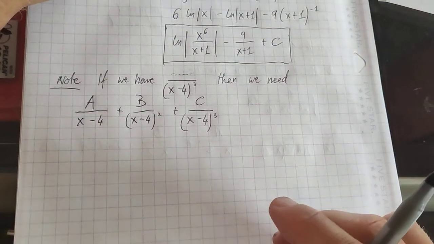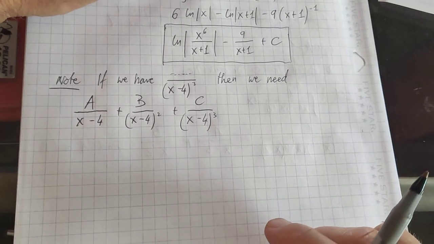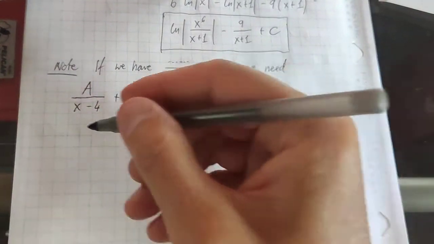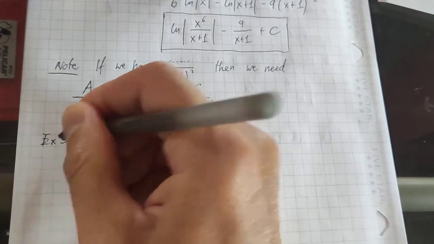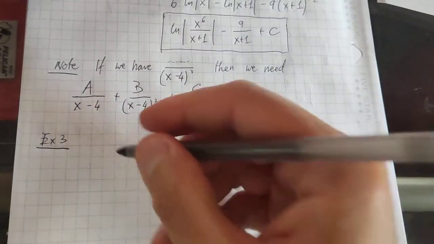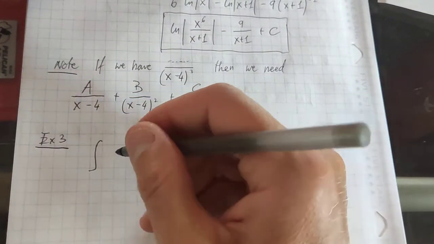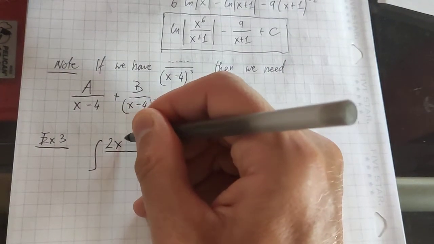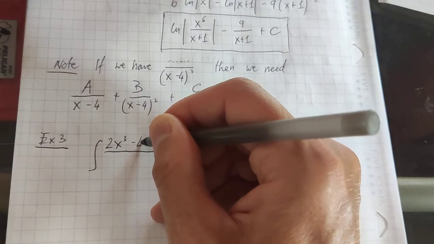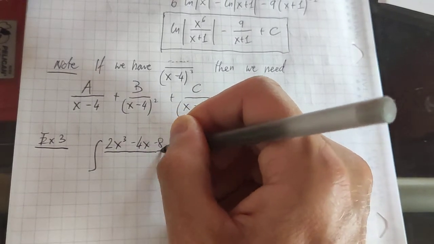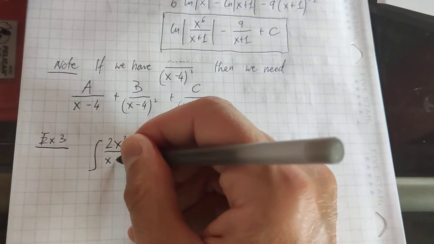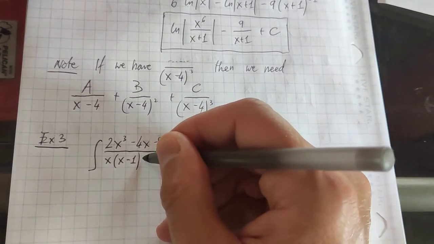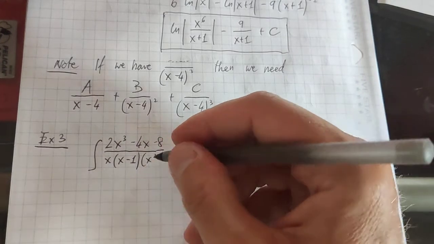Let's look at, maybe I want to do the whole thing, but I just want to show you something. So example 3. We need to solve an integral that looks like this: 2x cubed minus 4x minus 8. And on the bottom I have x times x minus 1 times x squared plus 4.